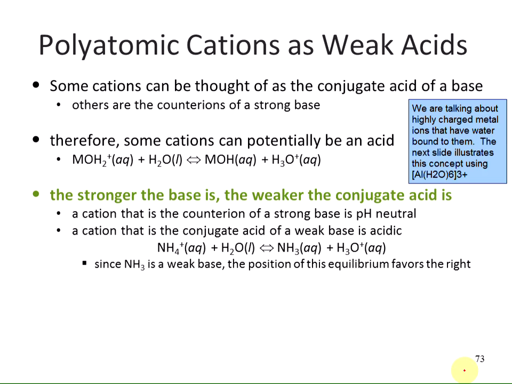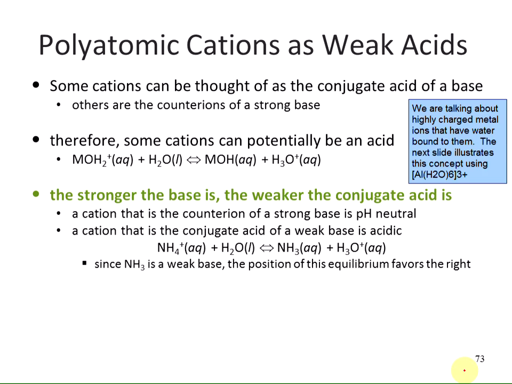So the stronger the base is, the weaker the conjugate acid is. A cation that is the counterion of a strong base is pH neutral. A cation that is the conjugate acid of a weak base is acidic.